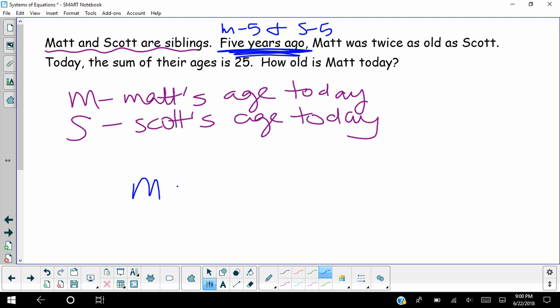So M minus 5, that was Matt's age. It was equal to twice as old as Scott. So you need to take Scott and double it. So 2 times Scott then, and Scott then is S minus 5.